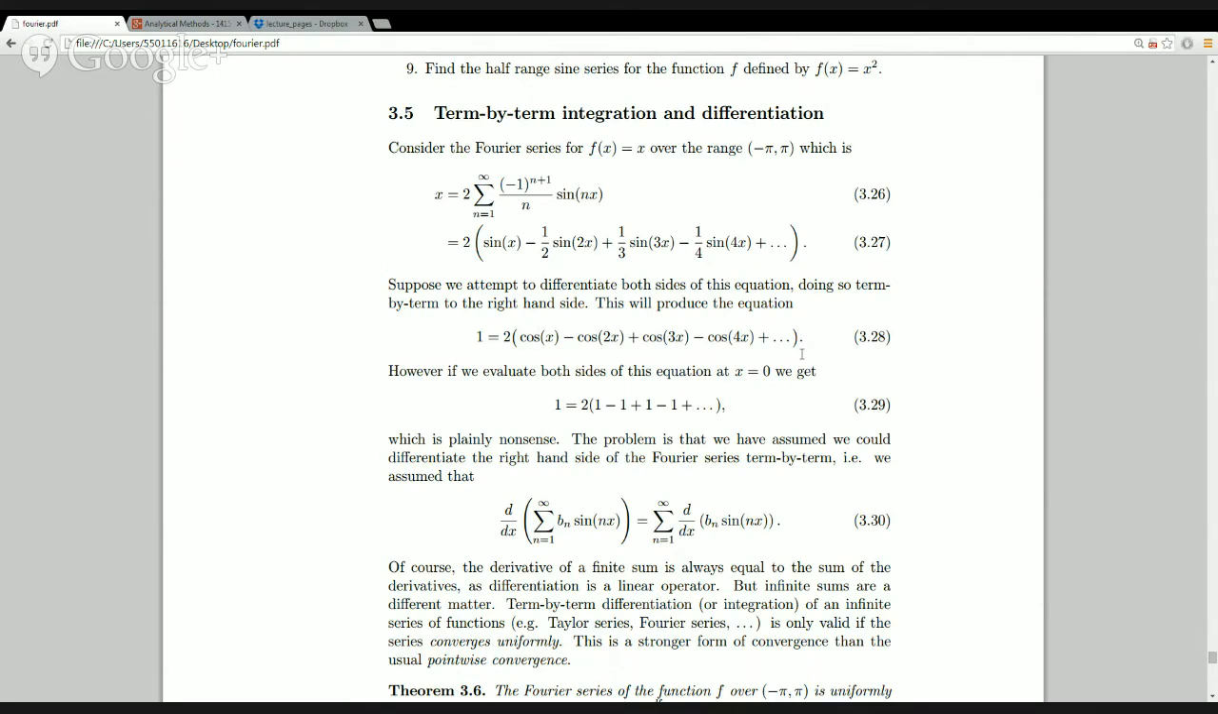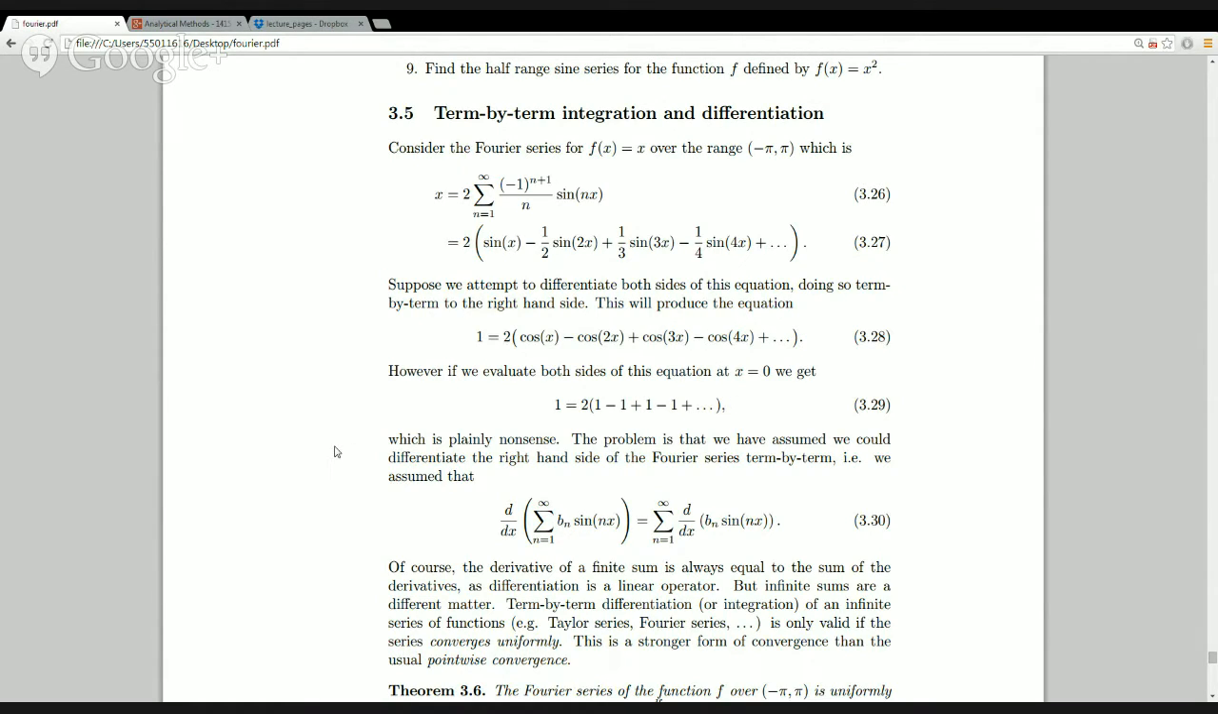However, is this a valid series expression? Well, what's represented here on the left-hand side is the number 1, but it really should be the constant function 1 across the whole interval minus pi to pi. So we can think of evaluating these two functions at x equals 0. If you evaluate them at x equals 0, you get a rather strange result that supposedly 1 is equal to 2 times 1 minus 1 plus 1 minus 1 plus 1 minus 1, on and on and on.